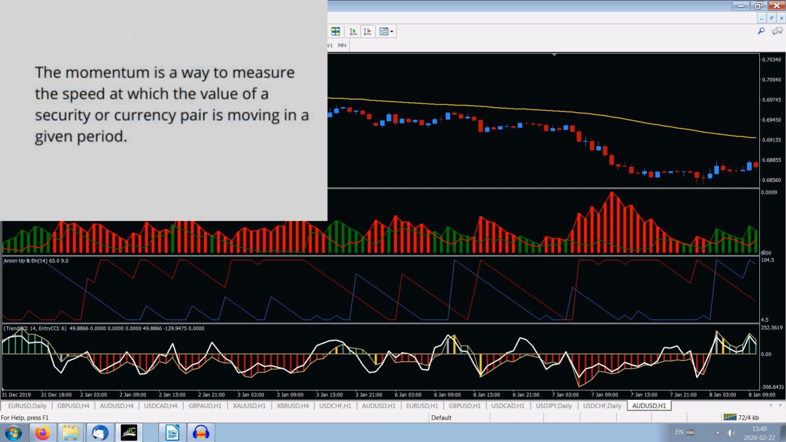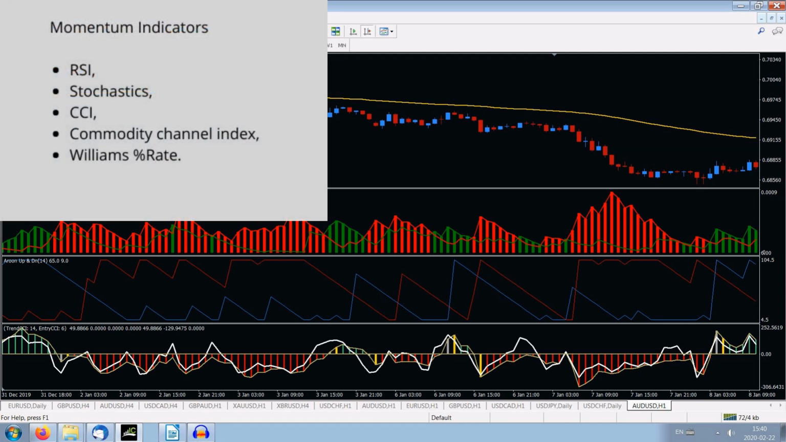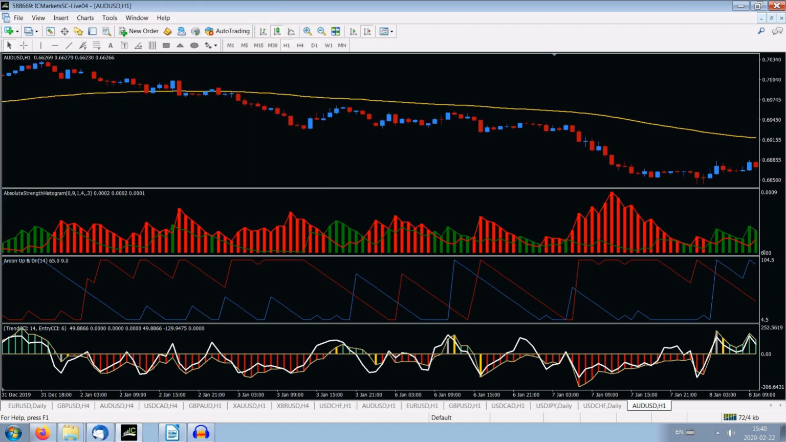So what about momentum indicators? The momentum is a way to measure the speed at which the value of a security or currency pair is moving in a given period. That's the momentum. Momentum traders focus on stocks or assets or pairs that are moving significantly in one direction on high volume. Then we call it momentum. For that, we use momentum indicators such as RSI, stochastic, CCI, commodity channel index, or Williams percentage rate. As you can see, momentum indicators are essentially composed of oscillating indicators that are usually used to determine overbought and oversold areas. So remember, RSI, stochastic, CCI, or commodity channel index, these are momentum indicators. Let's go to another one.